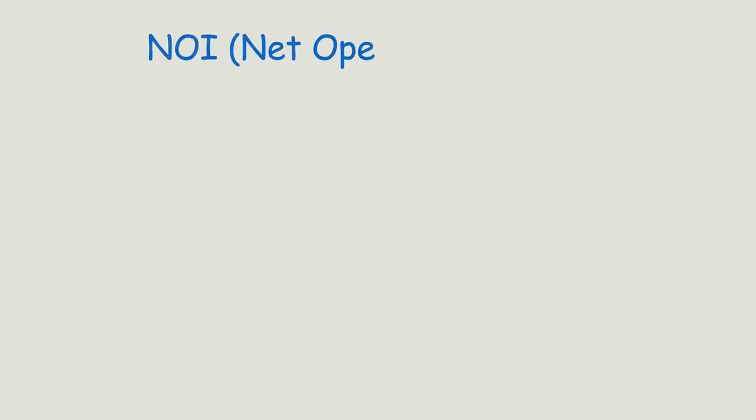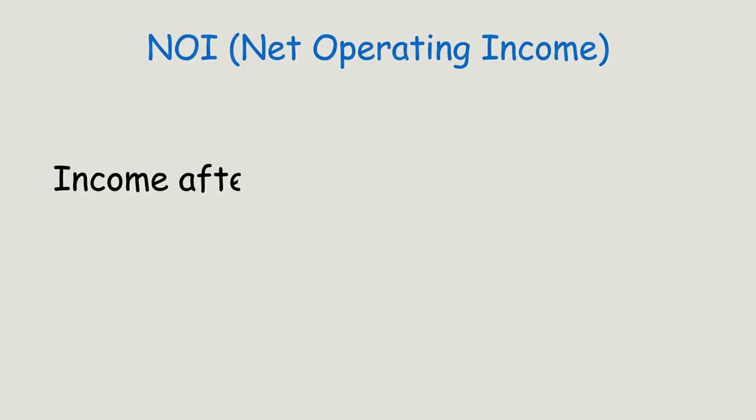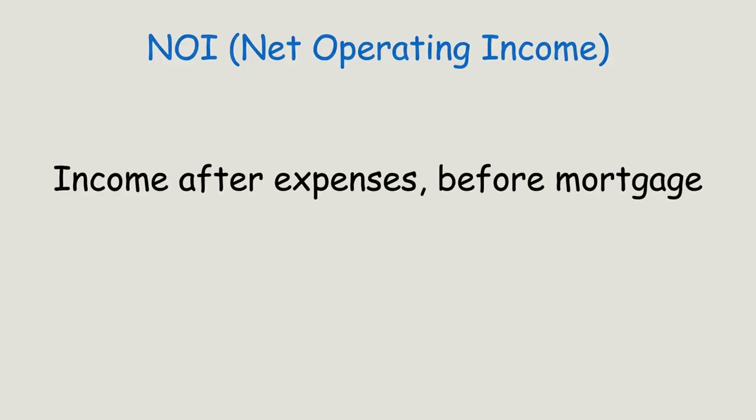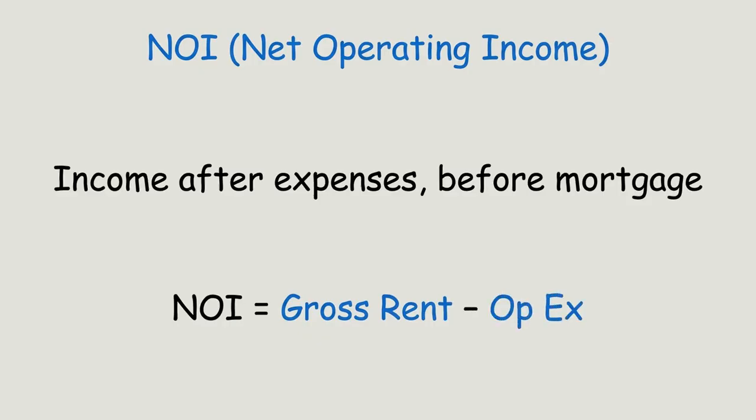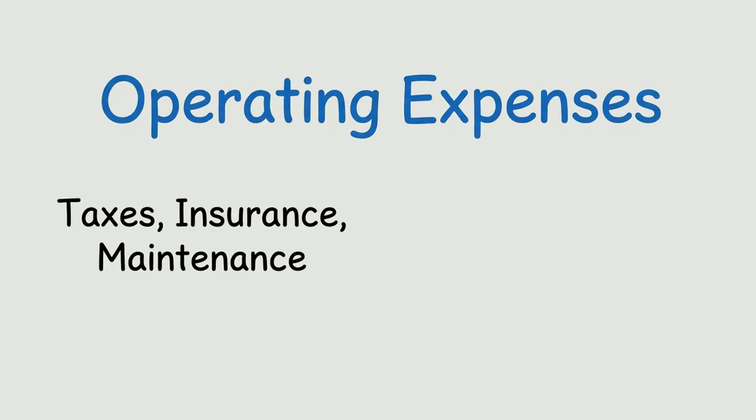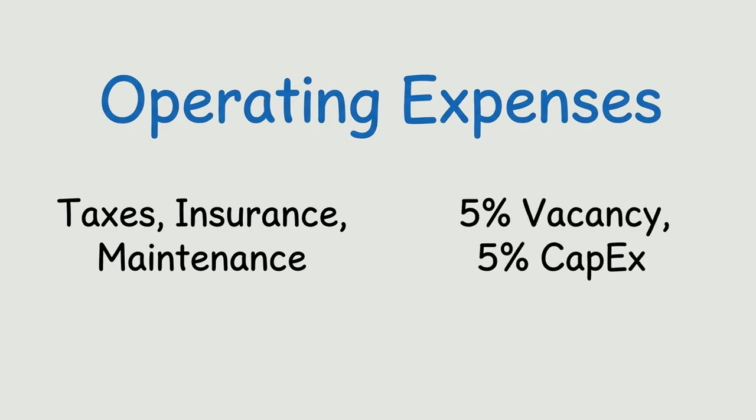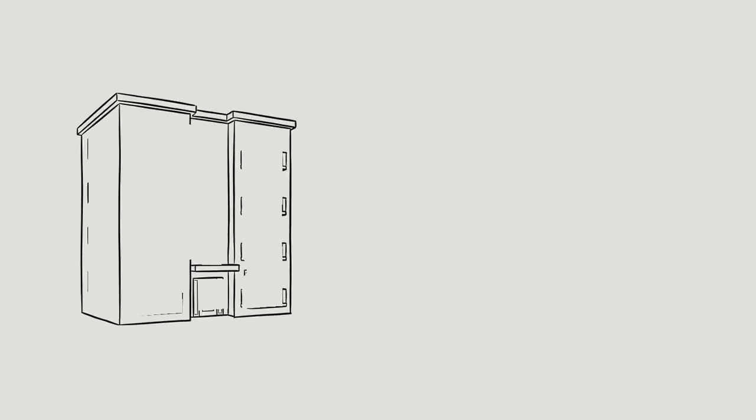Let's start with the foundation, net operating income, or NOI. NOI is the property's annual income after operating expenses, but before your mortgage payment. The formula is straightforward. NOI equals gross rental income minus operating expenses. Operating expenses include property taxes, insurance, maintenance, and property management, typically 8 to 10% of rents, plus a vacancy reserve of around 5% and a CapEx reserve of another 5% for future repairs.